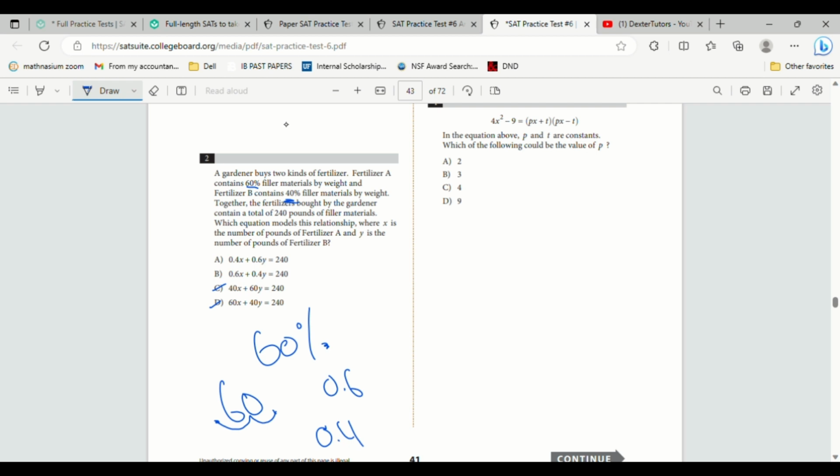And now, to distinguish between A and B, it's just a matter of determining which variables go with which decimal. And so since fertilizer A is X, and fertilizer A has 60%, that's where the 0.6 comes from. So 0.6x, so 2 is B as well.